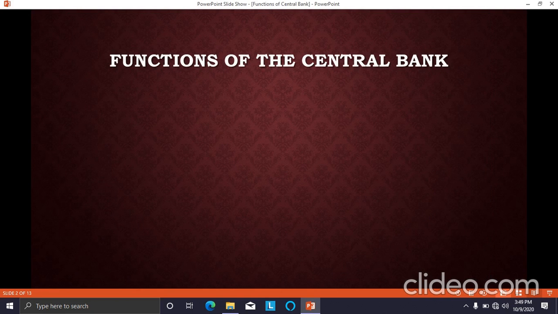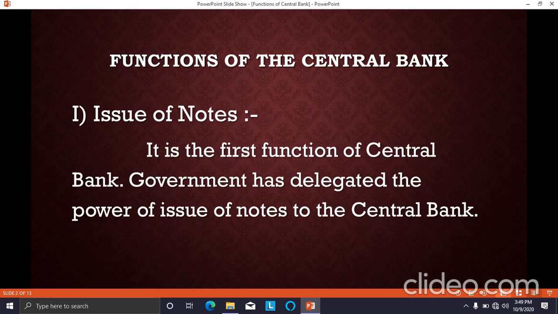Functions of central bank is a 15 marks question which is asked in your question papers: Discuss the functions of central bank in detail. So one by one we are going to discuss the functions of central bank in detail. The first function of central bank is issue of notes. Central bank has the monopoly to issue currency notes. It is the first function of central bank.